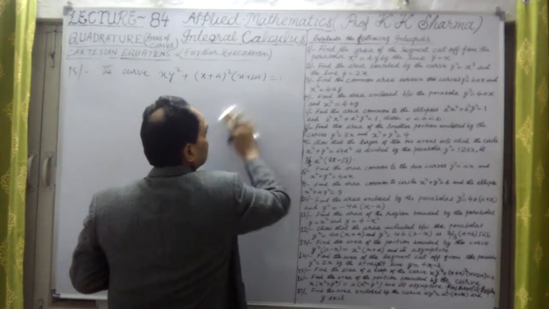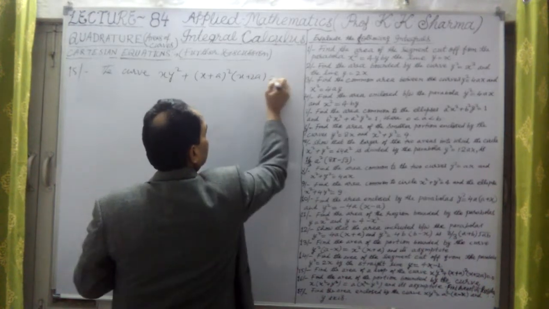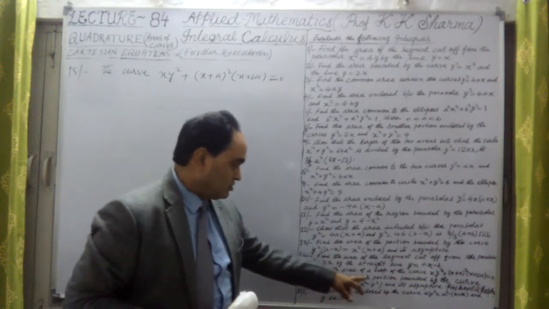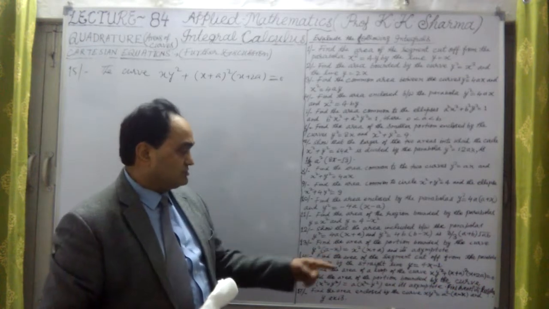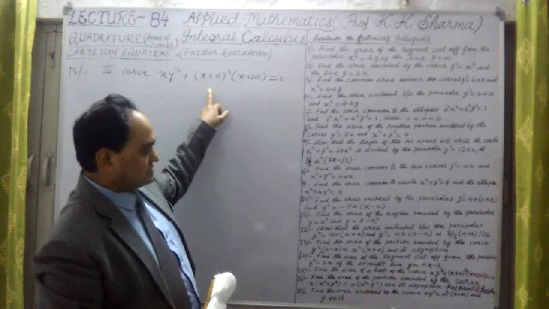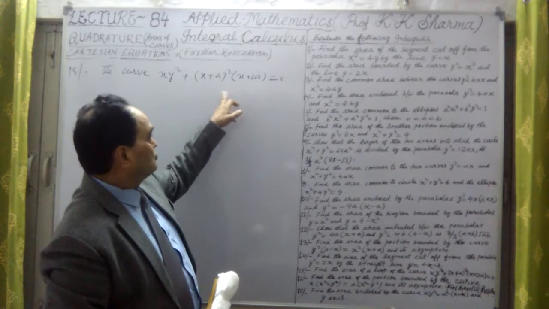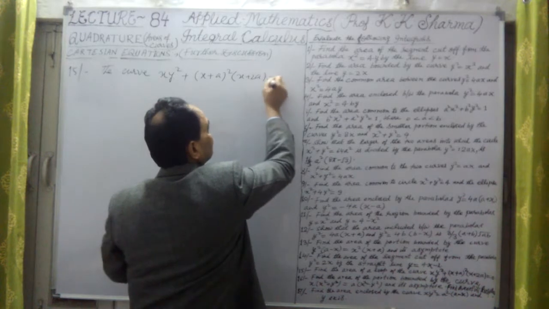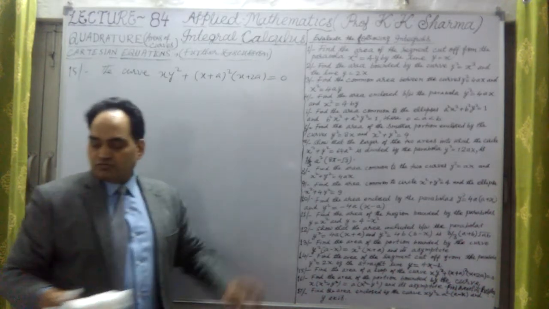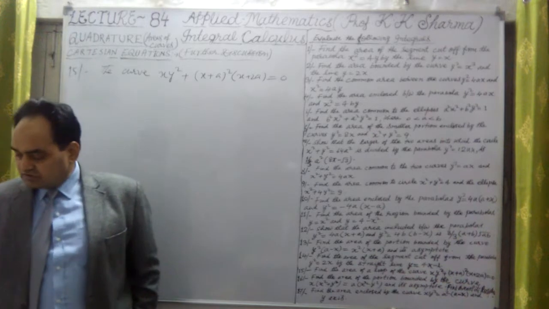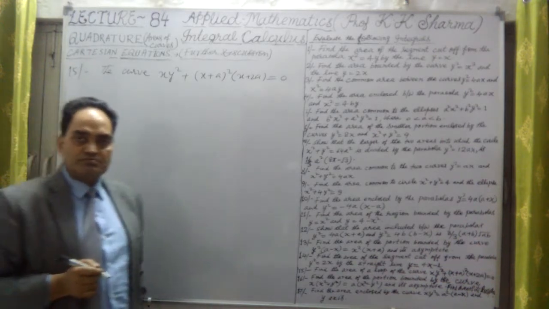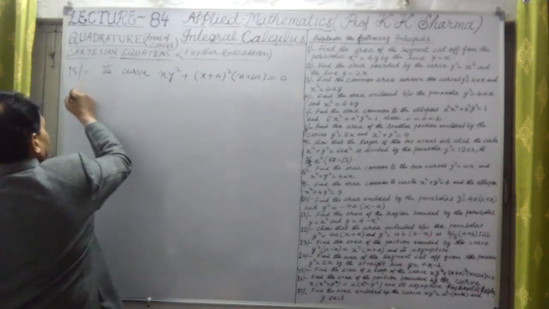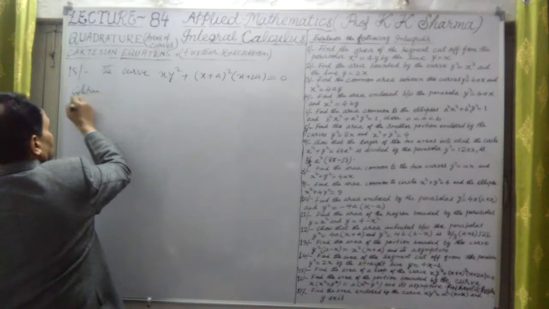Question number 15 says: find the area of the loop of the curve x y square plus (x plus a) whole square into (x plus 2a) equal to 0. So let us discuss this curve first. Let me describe this curve. Now the solution, we are finding out the solution of this question.